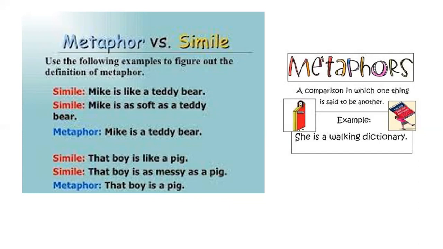Okay? Again, the boy is like a pig, simile. The boy is as messy as a pig, again simile. That boy is a pig. Now you're speaking metaphor. Okay? So basically, metaphor is a comparison in which one thing is said to become another thing. Like she is a walking dictionary. Then this is a metaphor.